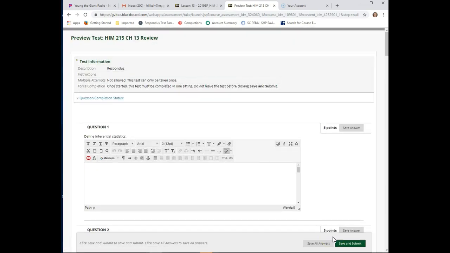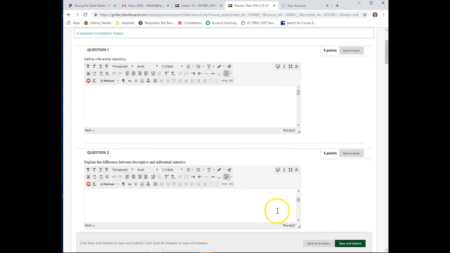So defining inferential statistics, it's in your book, and this is not a difficult thing to define. Inferential statistics are those that allow us to generalize from a sample to a population with a certain amount of confidence regarding our findings. So that's all I expect for that particular question.